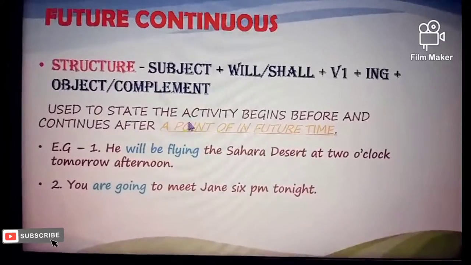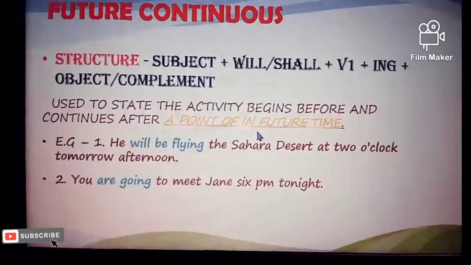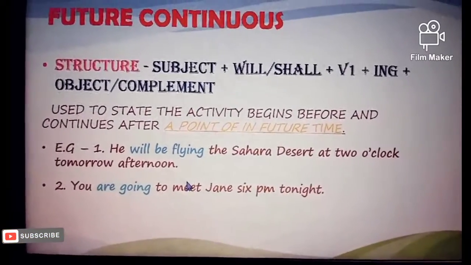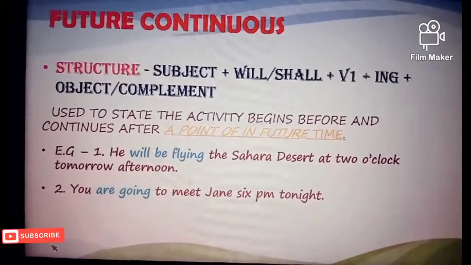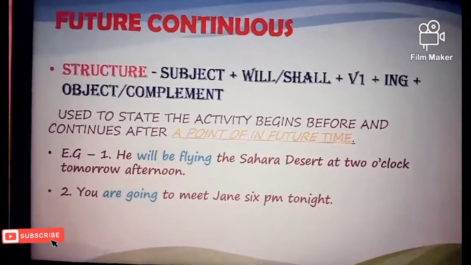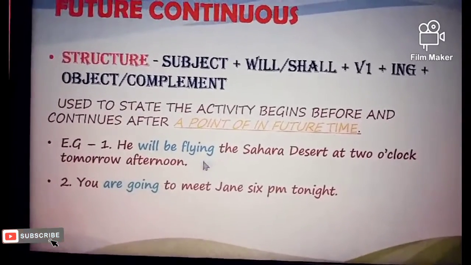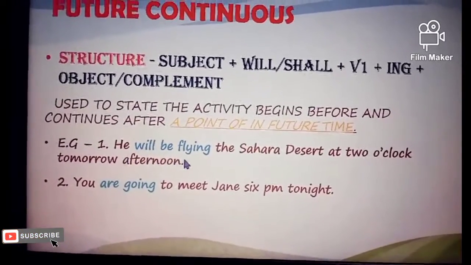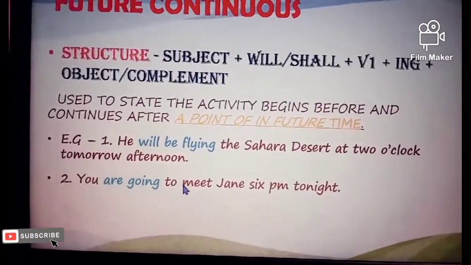It is used to state that an activity begins before and continues after a point in future time. This means this activity is going to take place in the future itself, but before a certain time in the future, the action will start and it will continue after some time in the future. Let's take a look at the example. He will be flying over the Sahara Desert at 2 o'clock tomorrow afternoon.